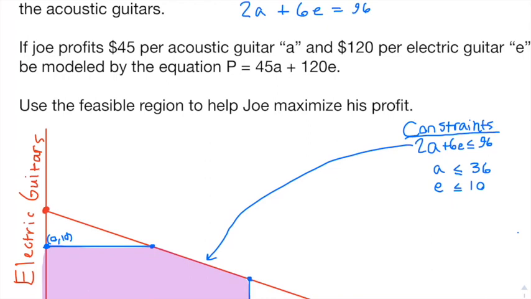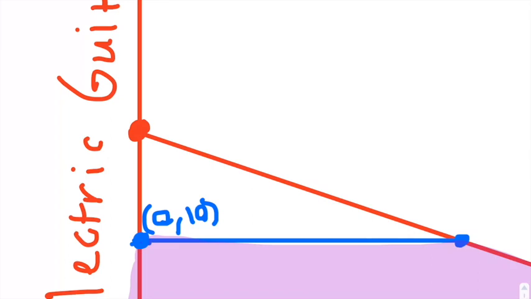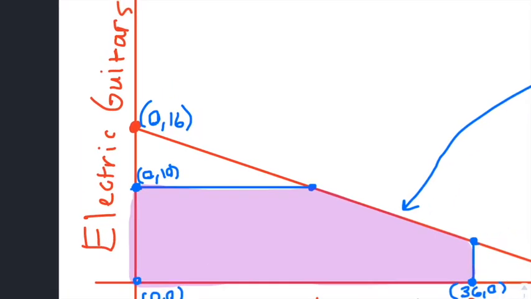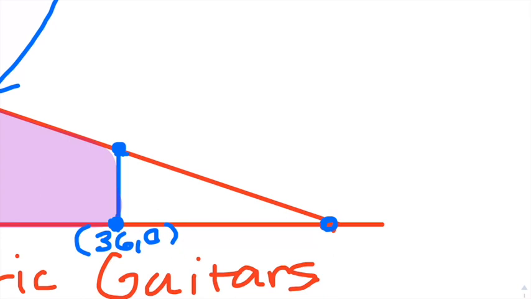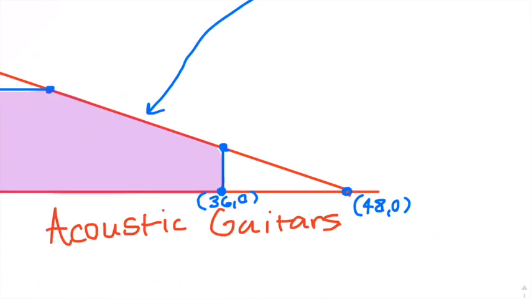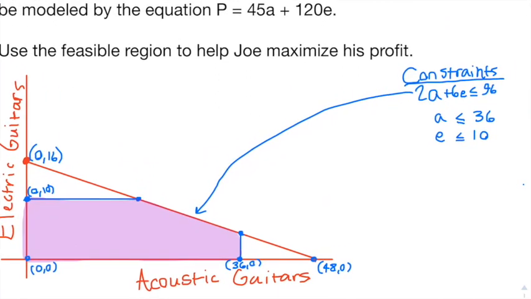Now if you go and find your intercepts, you can find them by plugging in 0 for A and solving for E, and then plugging in 0 for E and solving for A, to figure out how many acoustic and electric guitars. If you do that, you should get 0, 16 for your electric guitars. And for your acoustic guitars down here, I have written down 48, 0. So just take my word for that one right there.